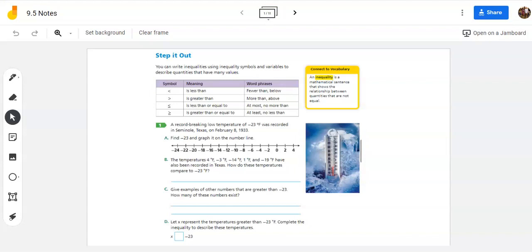Hey, we've made it to the last lesson of Module 9. This is called Write and Graph Inequalities. You can find it on page 301 in your book. This is my favorite lesson in this module.